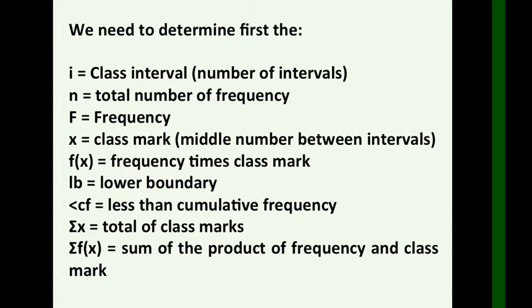F is the frequency. X is the class mark or the middle number between intervals. F of x is the frequency times class mark. Lower boundary or LB. Less than cumulative frequency for the less than CF. Summation of x is equal to the total of class mark. Summation of f of x is the sum of the product of the frequency and class mark.